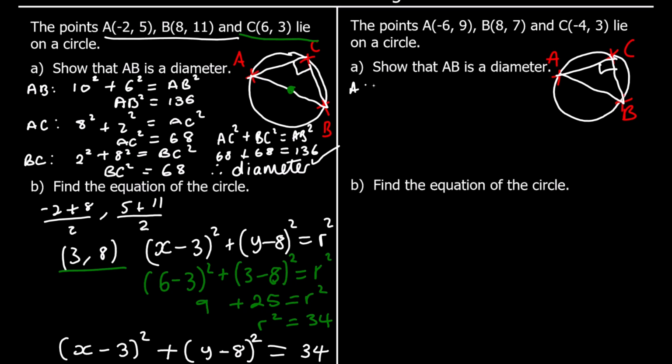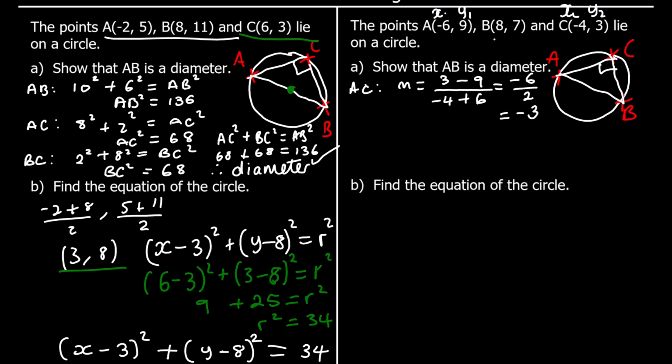So for A to C, the gradient of A to C, let's do x1, y1, x2, y2. So the gradient is the change in the y's. That'd be 3 take away 9 over the change in x's, negative 4 minus 6, so plus 6. That's negative 6 over 2. So it's a gradient of negative 3.